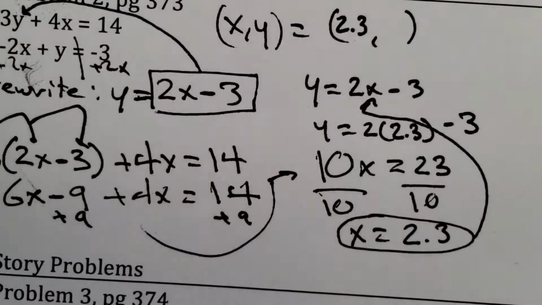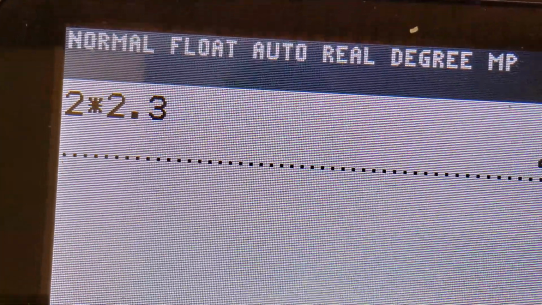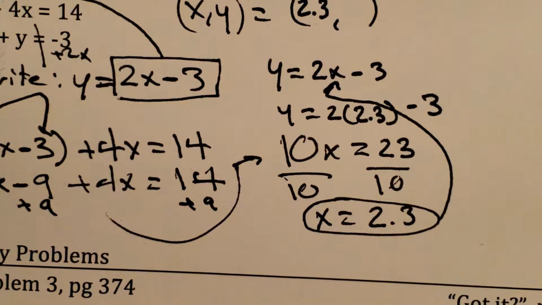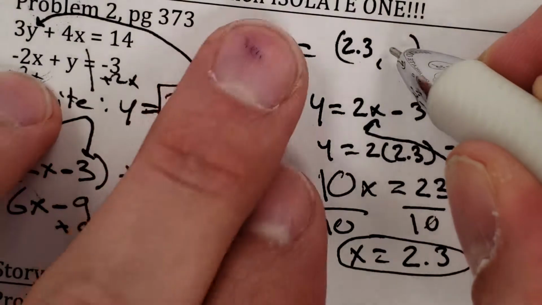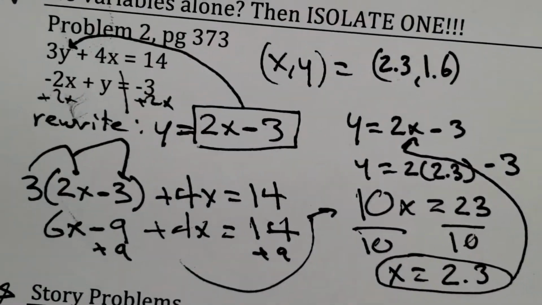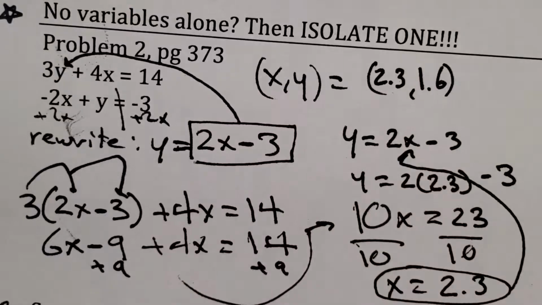So 2 times 2.3, I think, is 4.6. 4.6 minus 3 should be a number. Let's see here. 2 times 2.3. There it is. Minus 3. There we go, 1.6. Got it. Okay, there we go, friends. That's it. Look at all that mess.